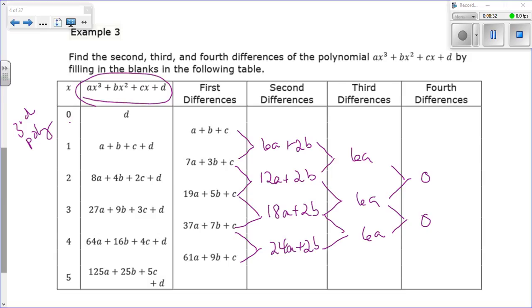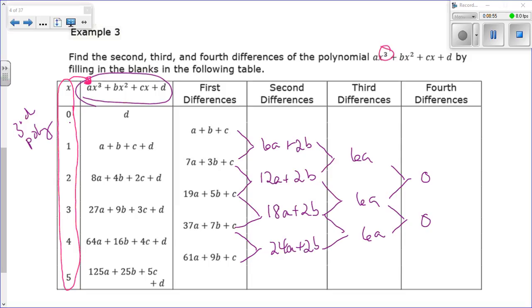So example 3. Find the second, third, and fourth differences of the polynomial ax cubed plus bx squared plus cx plus d by filling in the blanks in the following table. And this is a third degree polynomial because that is a power of 3. So again, I'm going to take these x values here and substitute them into this equation right here.